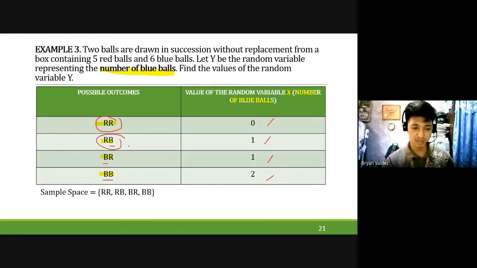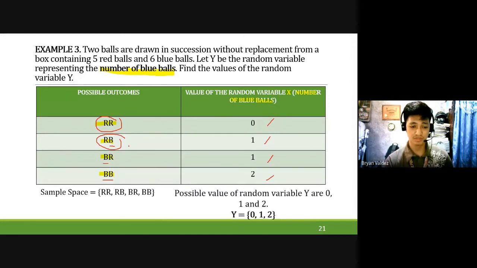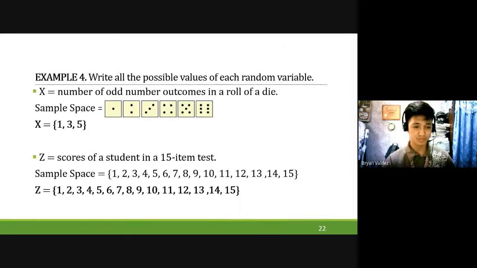ayan, ito muna pala yung sample space. So the possible values of a random variable y are 0, 1, and 2. So we can represent that as y is equal to the elements 0, 1, and 2. Okay. Meron pa pala tayong isang example.